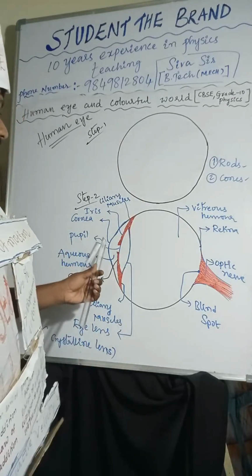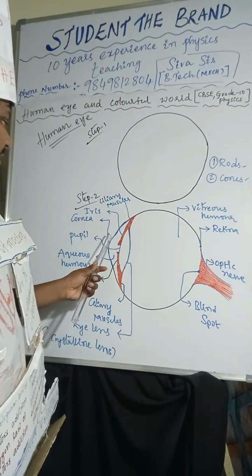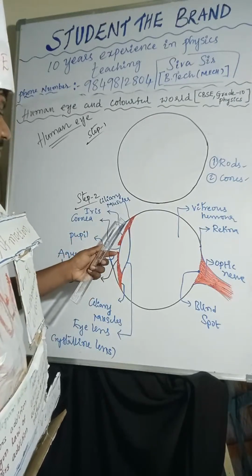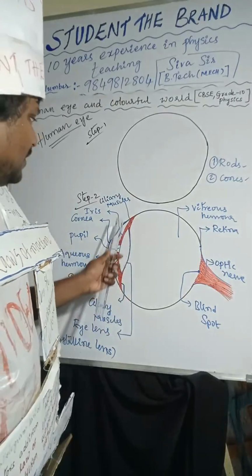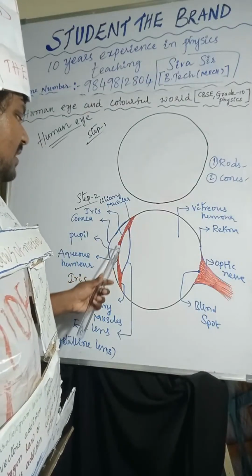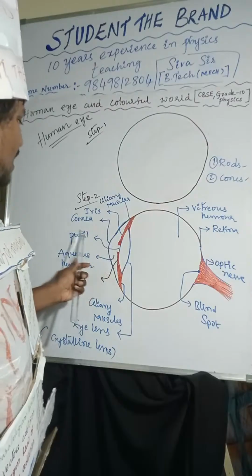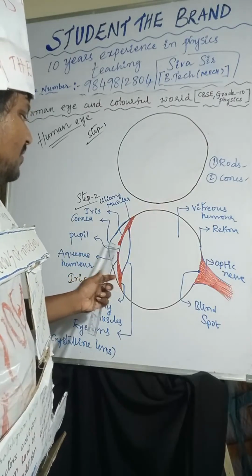Cornea is the front protective layer of the human eye. Most of the refraction takes place at the cornea, and the ciliary muscles will adjust the curvature of the eyelens to see nearby objects and far away objects. So that is about ciliary muscles. Next one, iris. Iris is the dark muscular diaphragm which controls the size of the pupil. Pupil will control the amount of light entering into the eye.